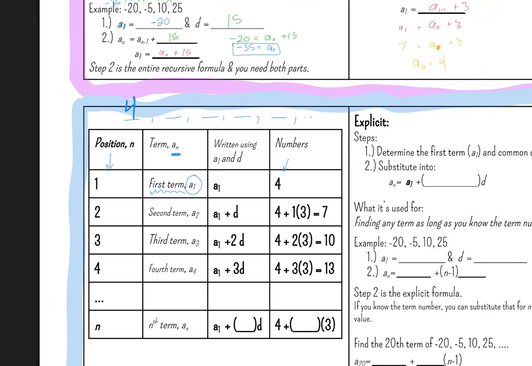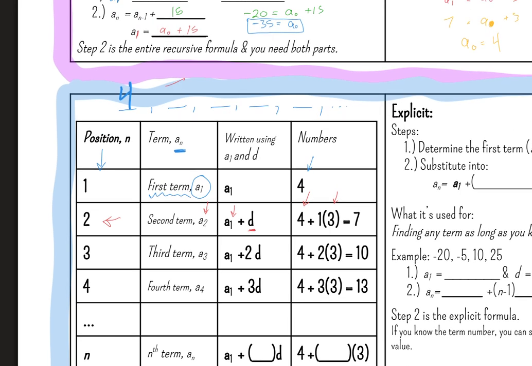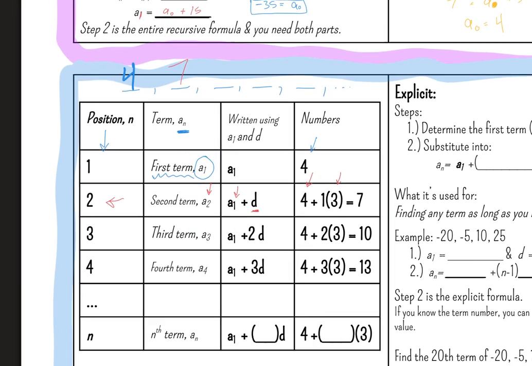Now, moving on to the second position. That would be the second term. So what you do, as you imagine you would do, is you find the second term by taking the first term and adding the common difference. Now let's watch them do that. Here's the first position. The first term is 4. And they're adding 1 times 3. Okay. That's 7. We're okay with that. We can just write 7 there. Let's go to the next one.